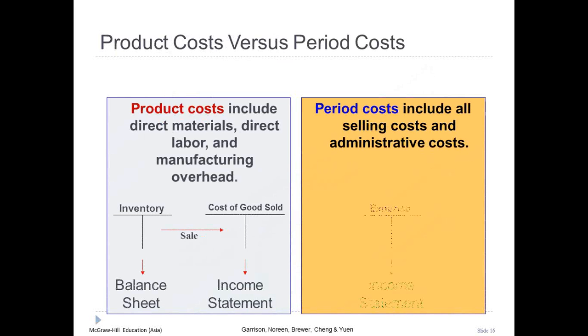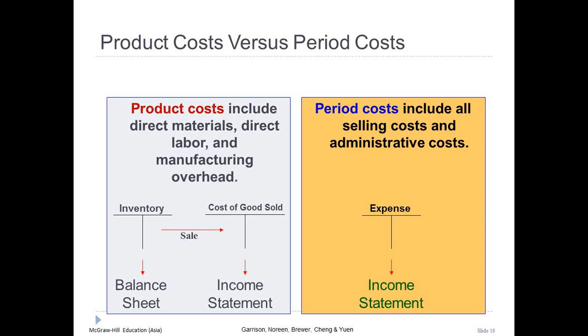This can result in a delay of one or more periods between the time in which the cost is incurred and when it appears as an expense on the income statement. Product costs are also known as inventoriable costs. The discussion here follows the usual interpretation of GAAP, in which all manufacturing costs are treated as product costs.